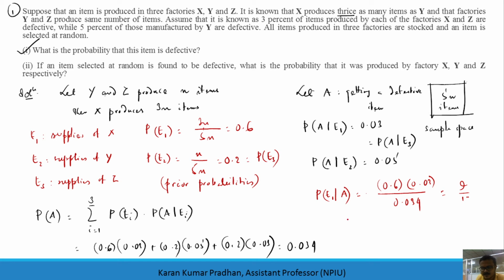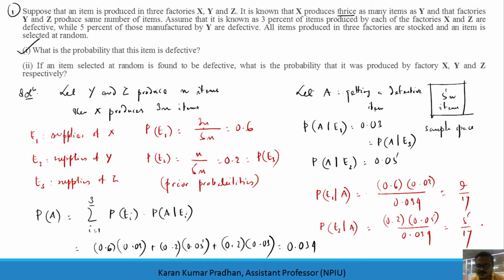Then the second one is the probability of E2 given the item is defective, that means the supply is produced by Y, that the found item is defective. So this is 0.2 times 0.05 divided by 0.034, right? So this is 0.01 divided by 0.034, which is 5 out of 17.